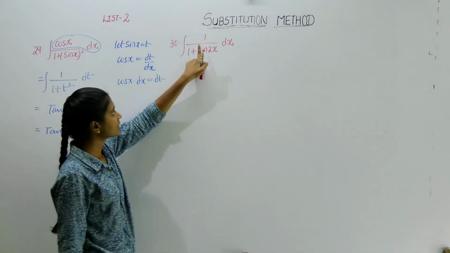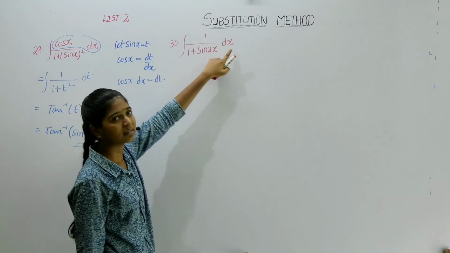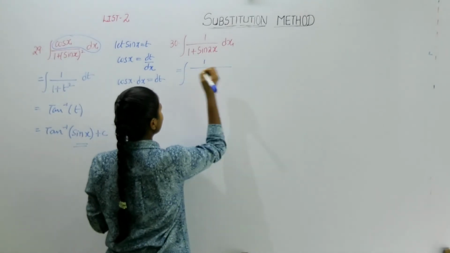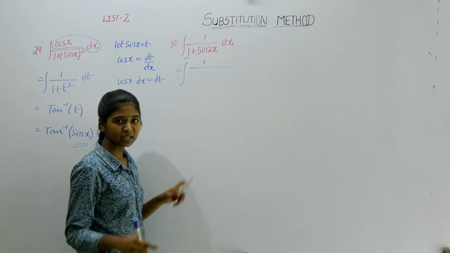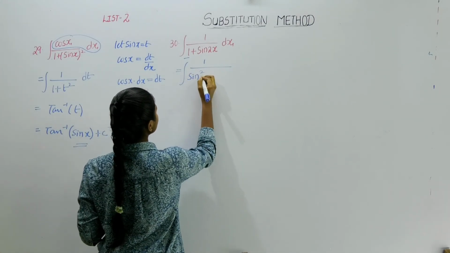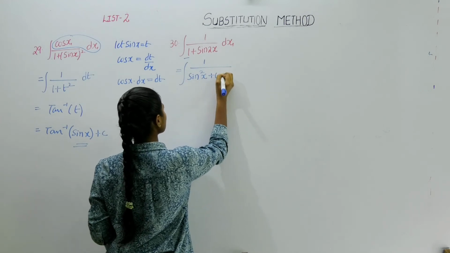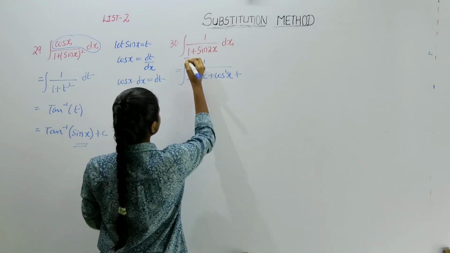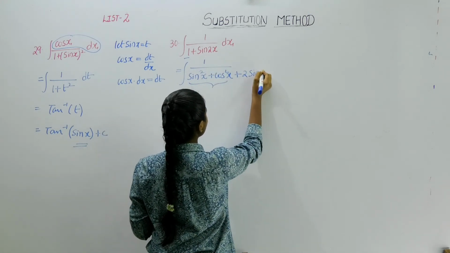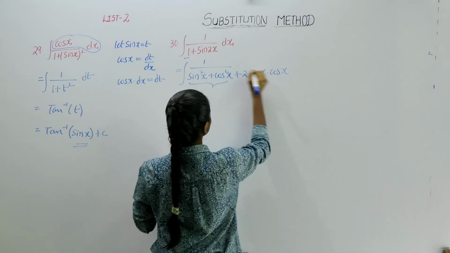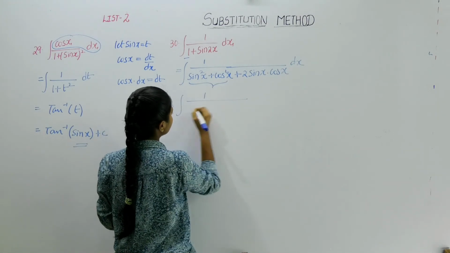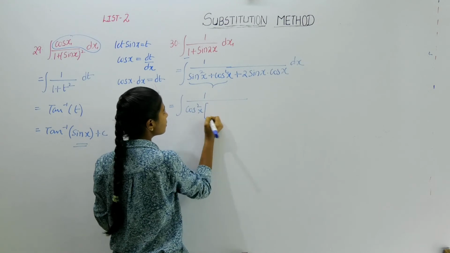Next, 30. Integral 1 by 1 plus sin 2x dx. To solve this, we use trigonometric formulas. 1 by, in the place of 1, I use the sin square theta plus cos square theta identity. Let me write sin square x plus cos square x. In the place of 1, I substituted this, and for sin 2x, we have the formula 2 sin x into cos x dx. Now in the next step, we take cos square x as common.